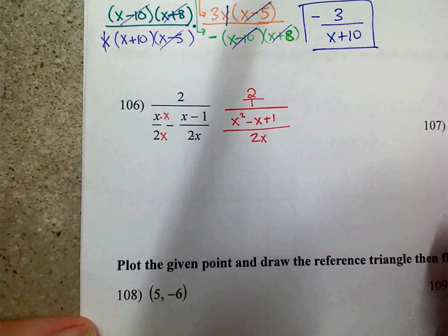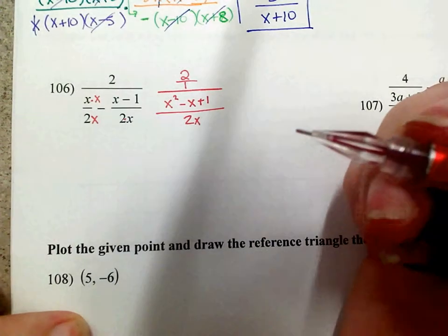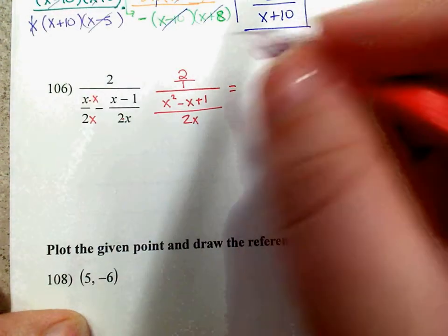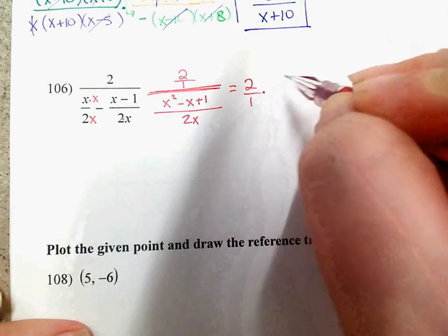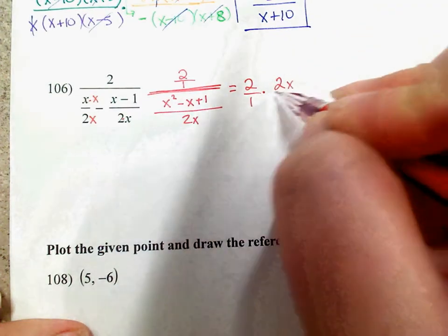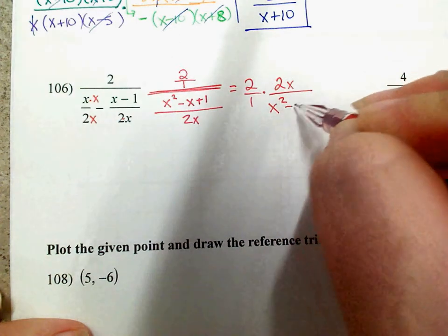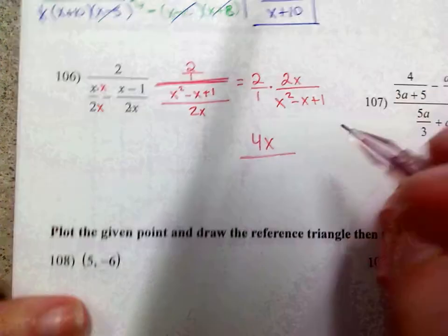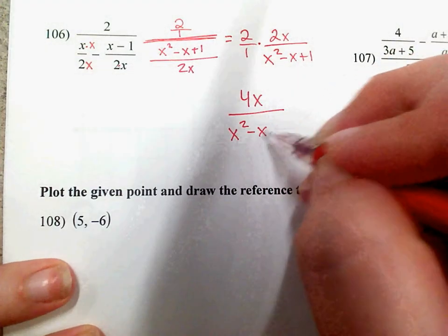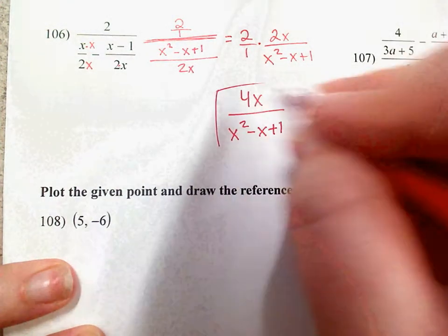Which means when I deal with dividing by a fraction, I'm going to say 2 over 1 times 2x, flip this, put this in the denominator, x squared minus x plus 1. So final answer is going to be 4x over x squared minus x plus 1. And there you go.